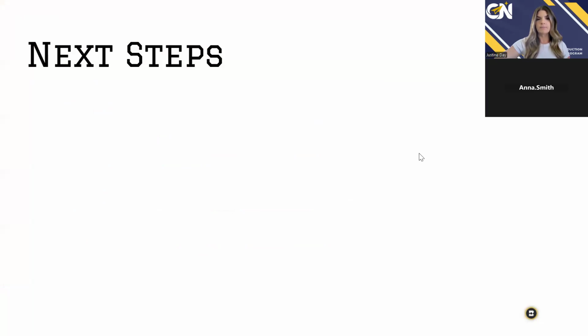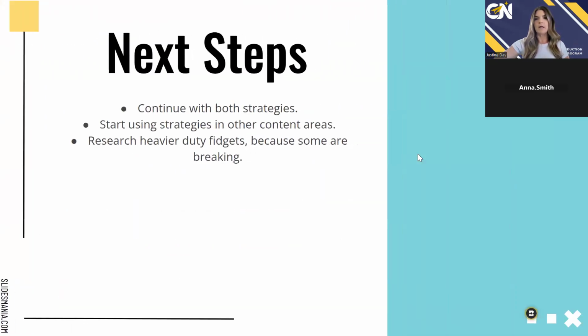Next steps. Next steps is going to be what you're going to do now. Now you have this data, you know that your strategies work or don't work. What do you want to do next? So her next step was she wants to continue using both strategies. She wants to use the strategies in other content areas because she only used them in math. And she wants to research some heavier duty fidgets because hers were breaking because she had bought some cheaper ones. So those were her next steps after this specific inquiry. So that's what you would put on this, just your next steps. What do you want to do now that you have this information from your inquiry?